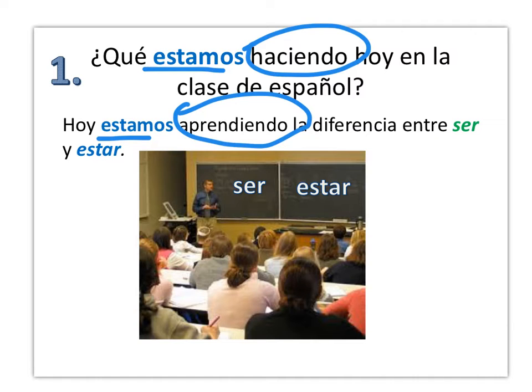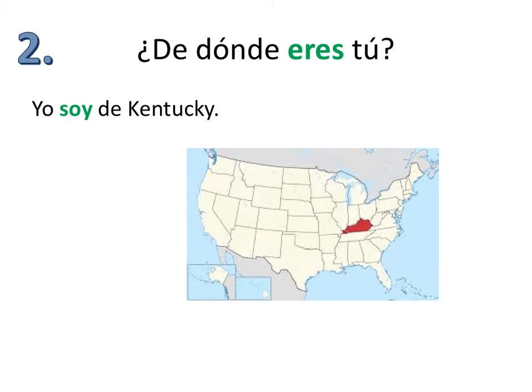We've learned the progressive. We've learned estar with emotions. Now we're going to use it versus this verb. Ok, otro ejemplo. Y número 2 está aquí. Ser. ¿De dónde eres tú? Yo soy de Kentucky. Morgan es de Cincinnati. Por ejemplo. Eres and soy.